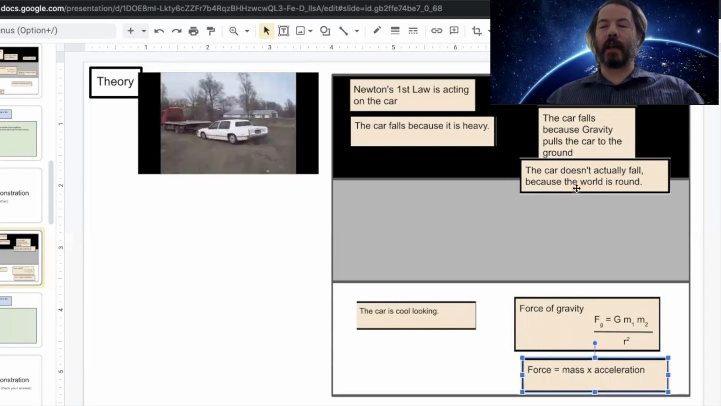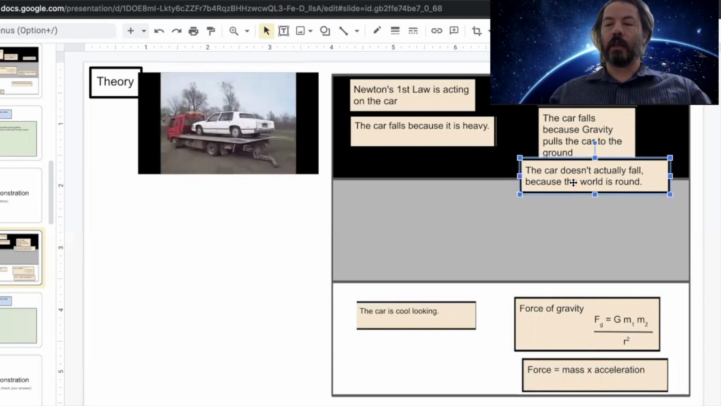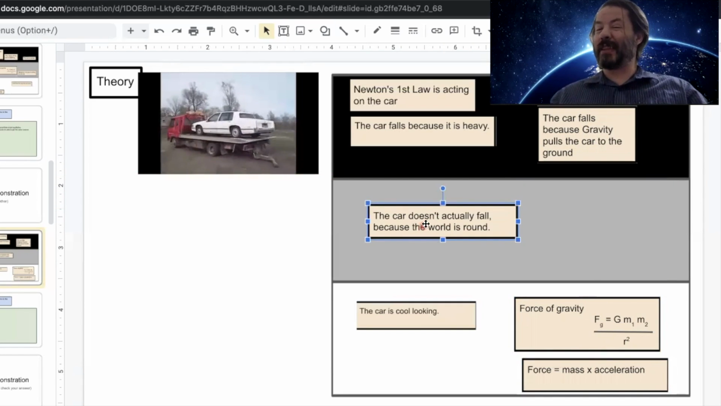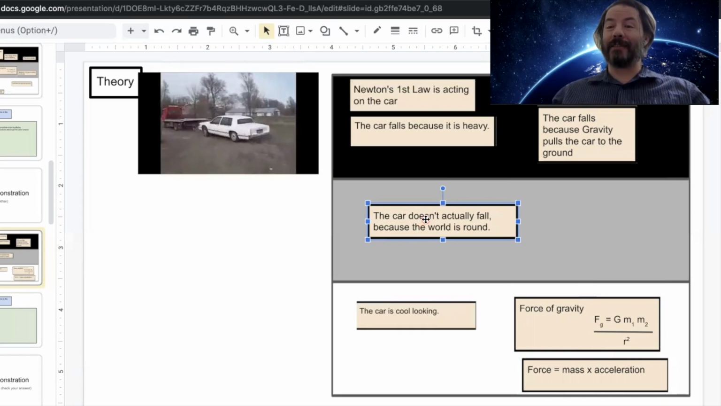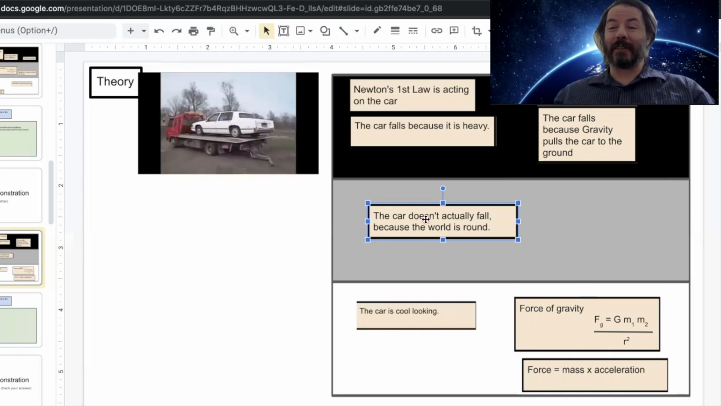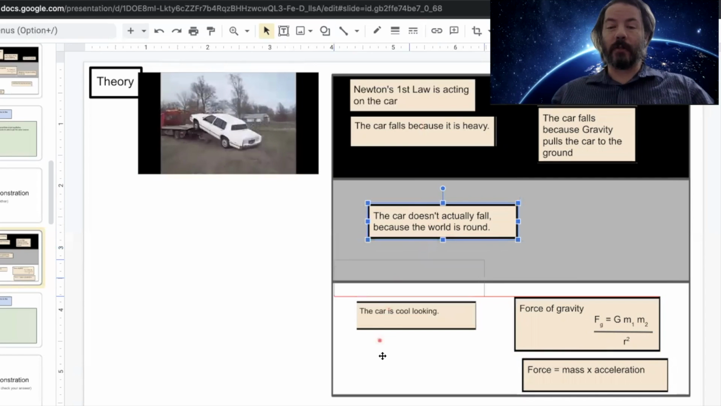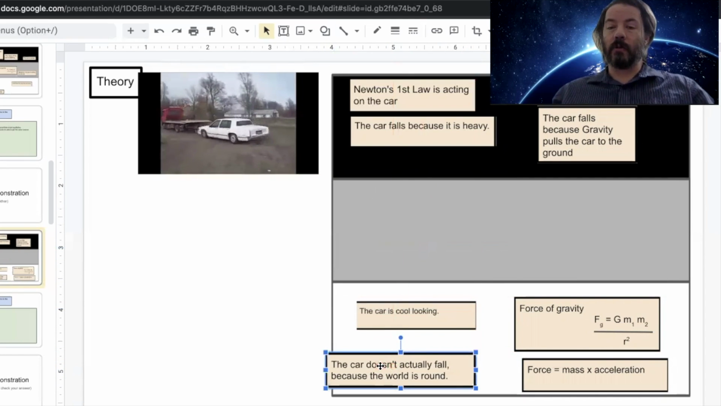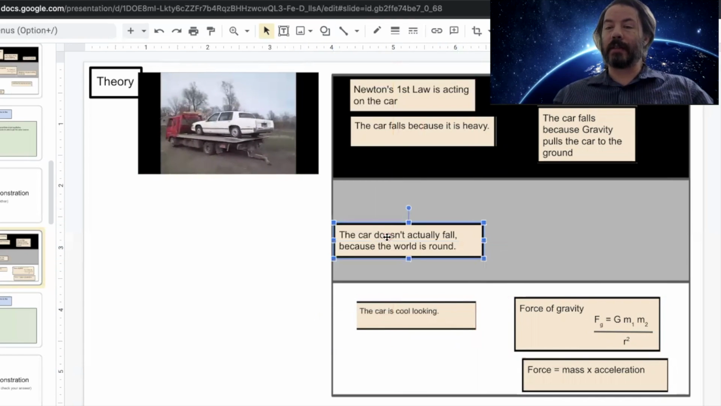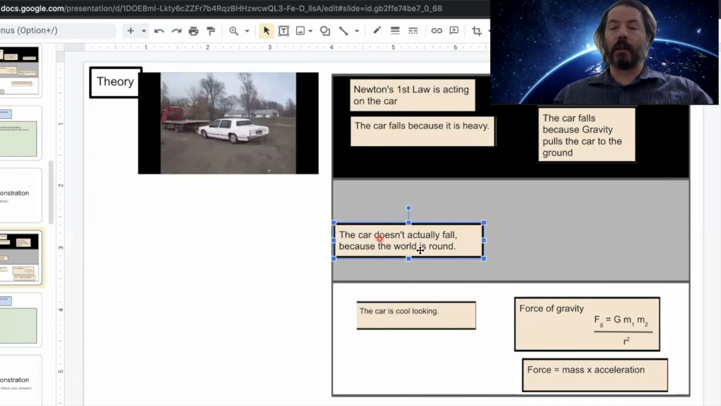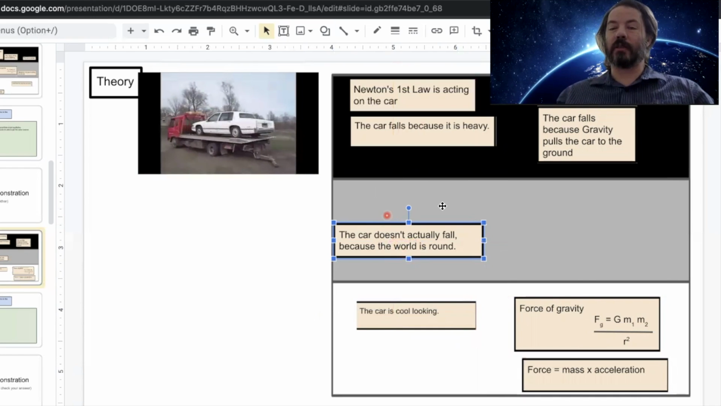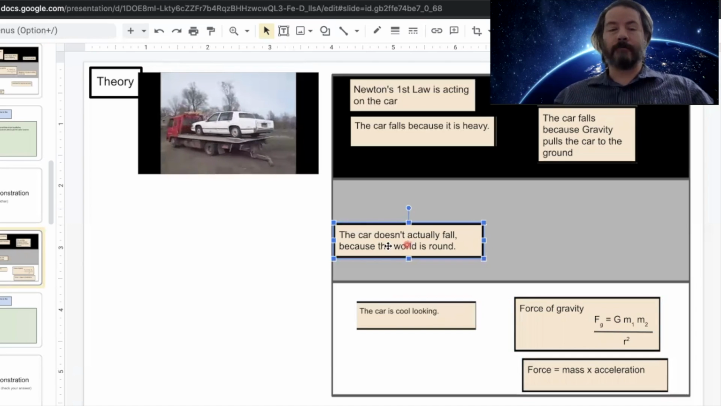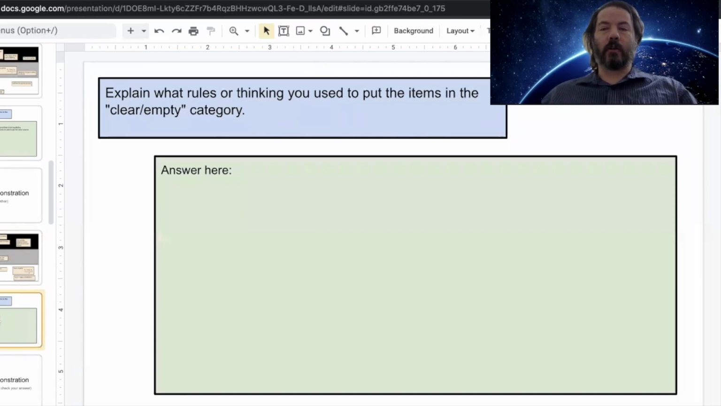The car actually doesn't fall because the world is round. I might put this here because it's a weird explanation, but it kind of is an explanation. And sometimes in physics, the weird explanation is correct. This one is actually totally made up. So it actually goes down here. But you could argue, you know what? I don't know much about this yet, Newton's laws or anything like that. So it sounds like an explanation, so I'm going to put it here. It just doesn't sound like a very good explanation. Okay? All right, so let's go look at our question.